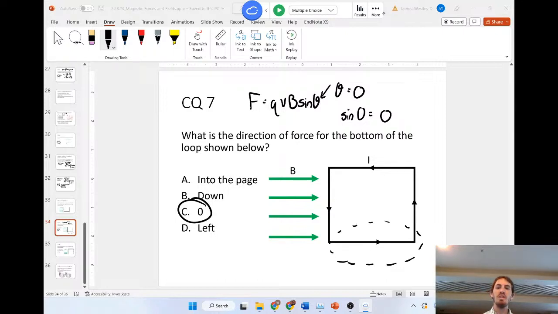All right, so the force is 0 down here. And by symmetry, the force on the top is also 0. What's the angle at the top? On the top here, the angle is 180. Sine of 180 is also 0. Parallel or anti-parallel, the force is 0. So it does nothing. Woo, what an exciting problem. Good thing there's 2 more sides to this loop.